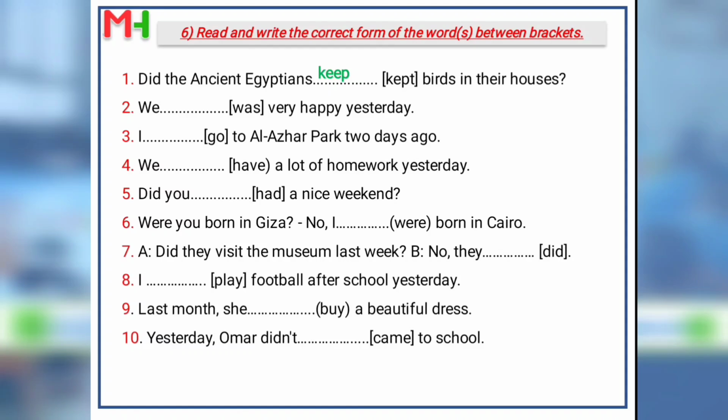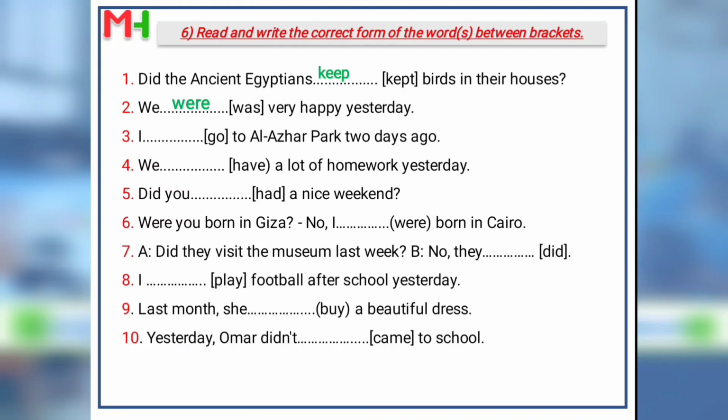Number 2. We ___ very happy yesterday. Yesterday here. The main verb here is verb to be, and we said verb to be is an irregular verb. In the present form, we have am, is, and are. In the past form, we have was and were. Was for singular, and were for plural. Excellent. The subject here is we. We is a plural subject, so we use were. We were very happy yesterday.